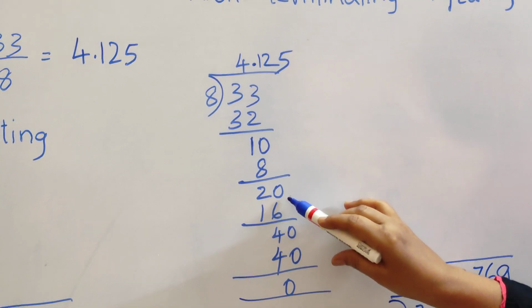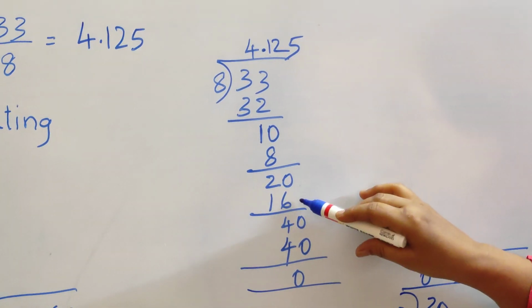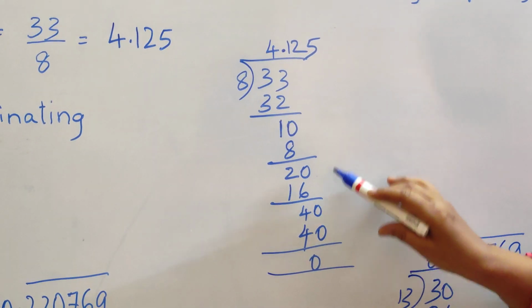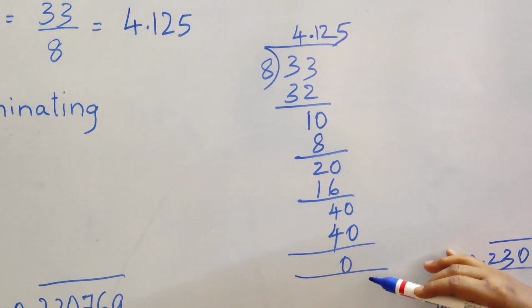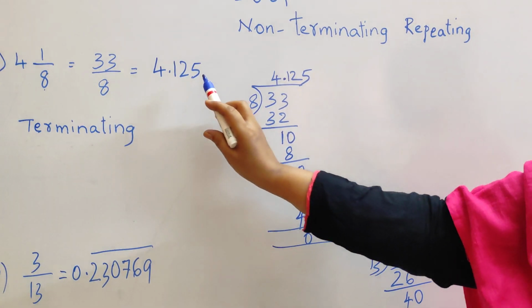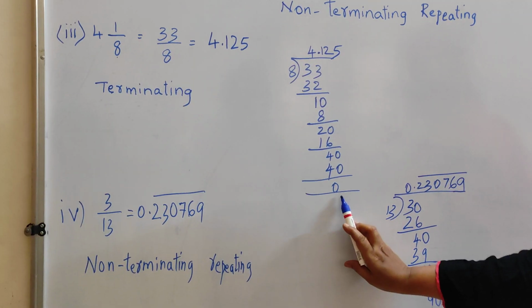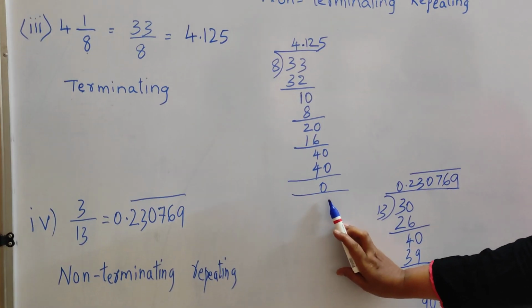Again it becomes 20. Then 8 2s are 16, 4 is the remainder, again it becomes 40 because of the point, then 8 5s are 40, remainder is 0. So again you have a terminating decimal. So this is terminating because the remainder is 0. This is the third question.